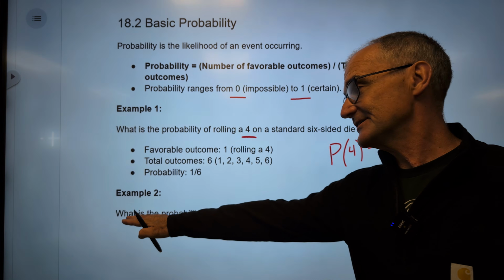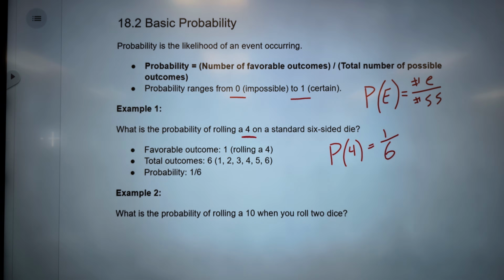This one's a little trickier. Go ahead and pause the video, see if you can figure out this problem, and we'll go over it.